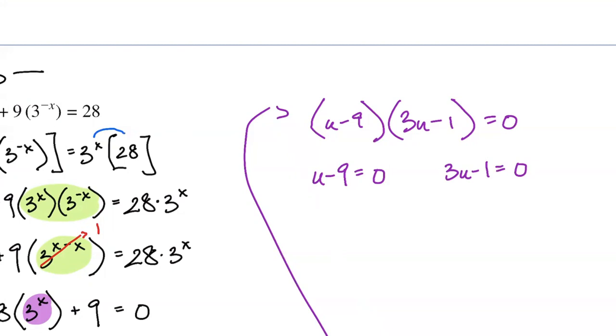All right, I think for this first one, I'm going to choose the slightly easier one here. I'm going to solve u minus 9 equals 0, and I get u equals 9. But you folks help me solve the other one, 3u minus 1 equals 0. What do we get for u? Good, good. All right, so we're going to add the 1 to both sides, and then we're going to divide by 3, and we get u equals 1/3.